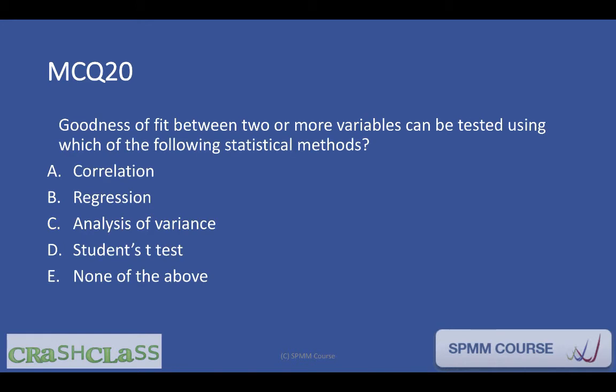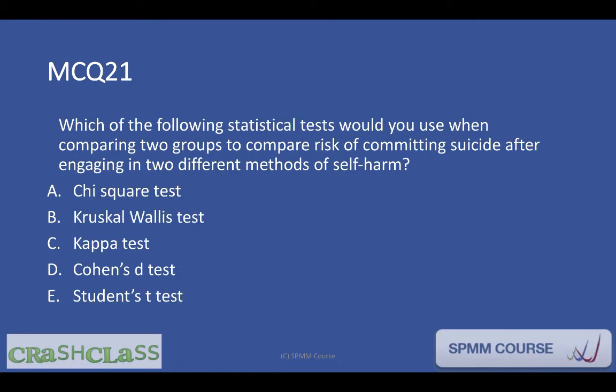Goodness of fit between two or more variables can be tested using which of the following statistical methods. So you're fitting one value to the other and you fit through equations. So goodness of fit measured between two variables is measured using regression. So when you see the term goodness of fit, you're trying to fit some sort of mathematical equation between dependent and independent variable. So that's regression. And the goodness of fit is usually used for two variables. So it's a bivariate regression, simple linear regression, for example. B is the right answer.